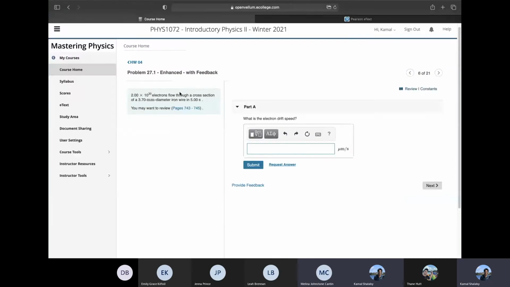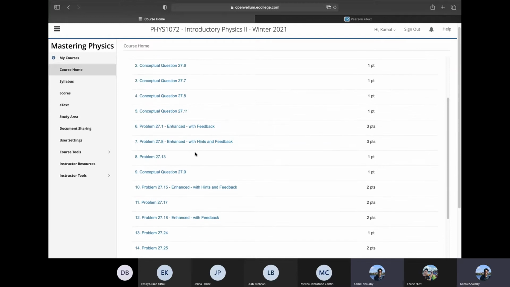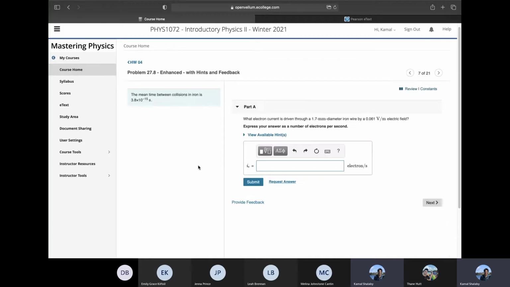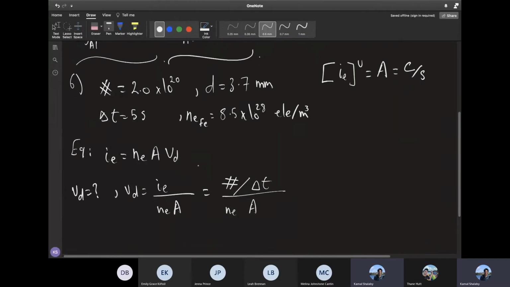Any other questions we can go over? Just say any question and we can do it. You want to do 7? Okay. Yes. So 7. The mean time between electron collisions in iron is whatever. Okay, so let's do 7.